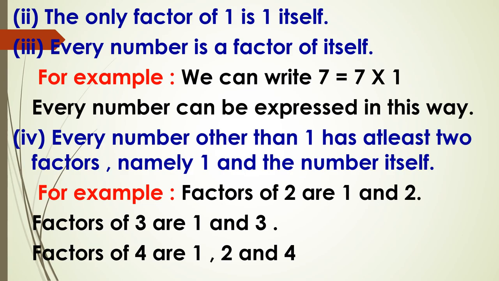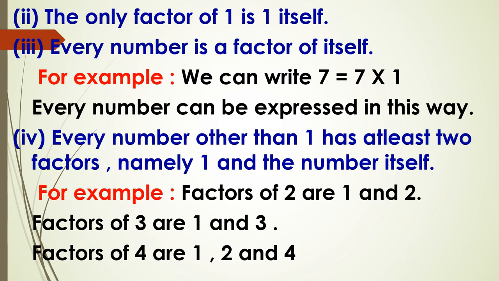Now you can see that 1 and the number itself means the same number. At least these two are the factors of that number. Two factors of 2 are 1 and 2, 1 and the number itself. Factors of 3 are 1 and 3, 1 and the number itself. Factors of 4 are 1 and the number itself, 4. But other than this, there is 2 also. So there are at least 2 factors, 1 and the number itself, but more than 2 is also possible.